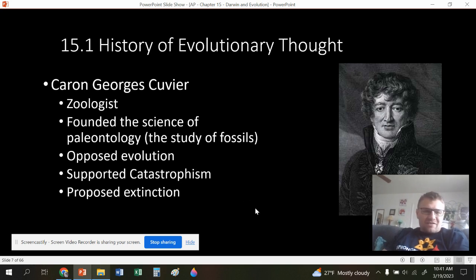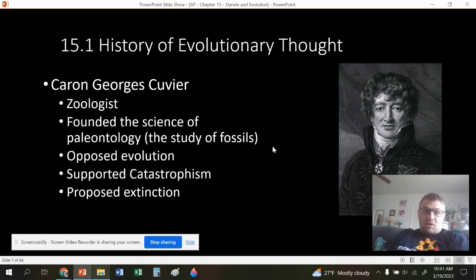Again, not everyone accepted evolution at this time, or that species change, and he actually opposed it. He supports something called catastrophism, which we're going to talk about, and he proposed something called extinction. We all know that extinction occurs, that species go extinct. But at this time, even scientists thought that species would never die out.